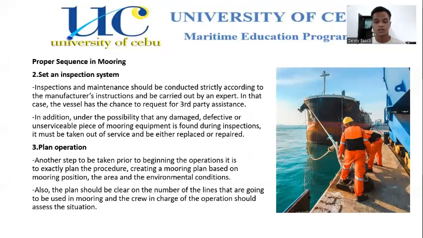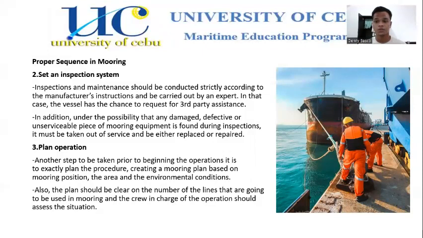So number two is set an inspection system. So inspection and maintenance should be conducted strictly according to the manufacturer's instructions, and be carried out by an expert. So in that case, the vessel has the chance to request third-party assistance. So in addition, if any damaged, defective or unserviceable piece of mooring equipment is found during inspections, it must be taken out of service and either replaced or repaired.